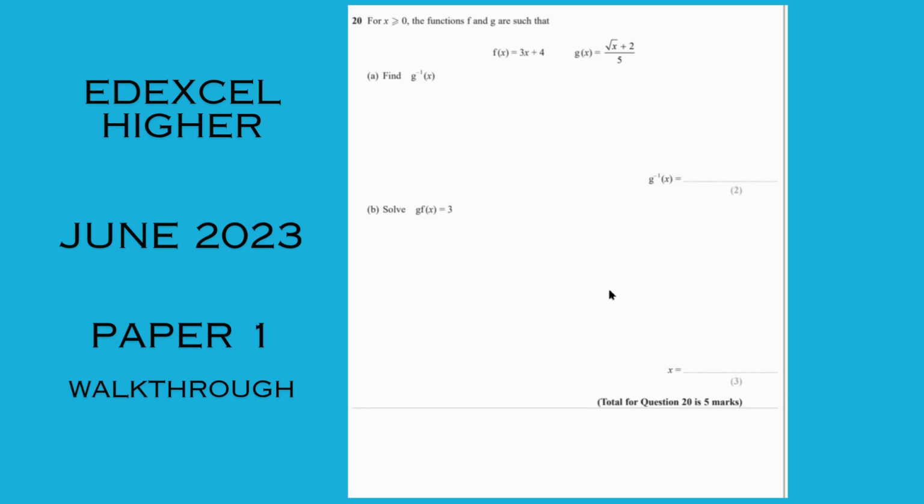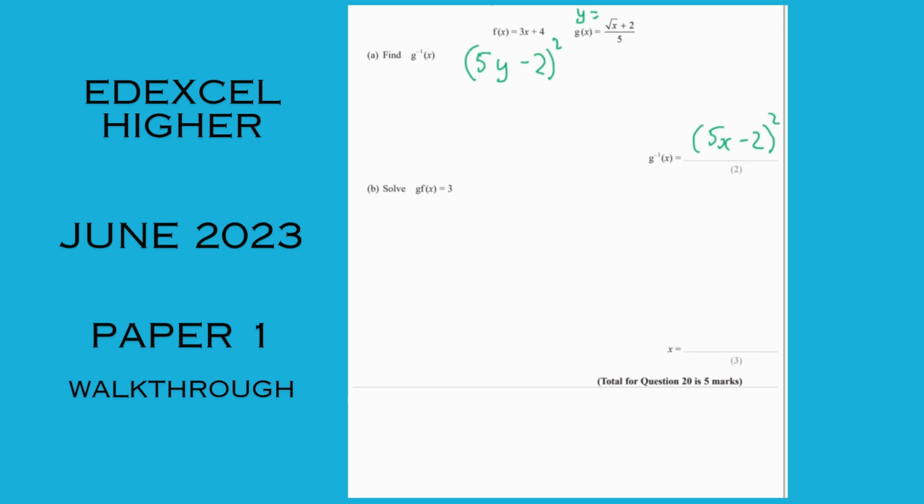So we've got functions for number 20. So to find the inverse function, most teachers will say start with y equals and just rearrange to make x the subject. So multiply both sides by 5, subtract 2, and opposite of square root, square. And the final stage is interchange your x's and y's. So where you see a y, write an x.